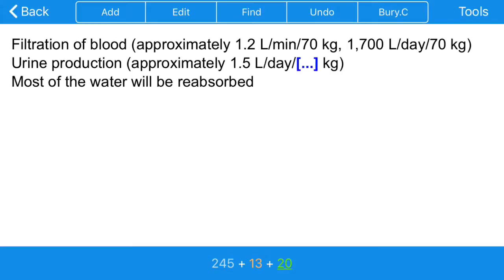70 kilograms, 1.5 liters a day. If I actually drink like 3 liters a day of water, I'm losing about half of that in sweat. So 1.2 liters per minute is filtration. It reabsorbs the vast majority of that. And then the filter is 1,700 liters. Wow, that's a lot. Look at that. It's crazy. It's got to comb through all of it, you know. Can't leave any little bit of water unfiltered.